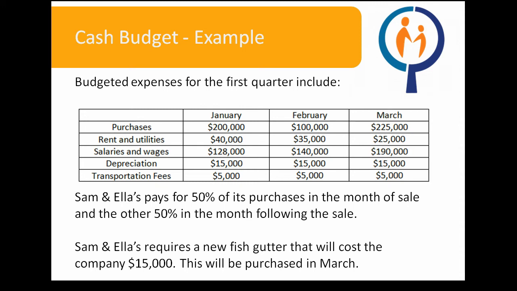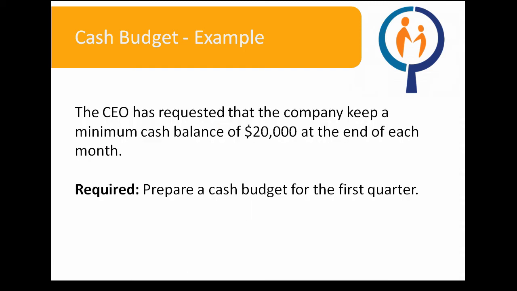Salmon Ella's pays for 50% of its purchases in the month of sale and the other 50% in the month following the sale. Salmon Ella's requires a new fish gutter that will cost the company $15,000. This will be purchased in March. The CEO has requested that the company keep a minimum cash balance of $20,000 at the end of each month. Our required here is to prepare a cash budget for the first quarter.